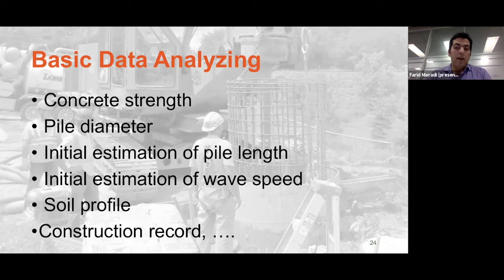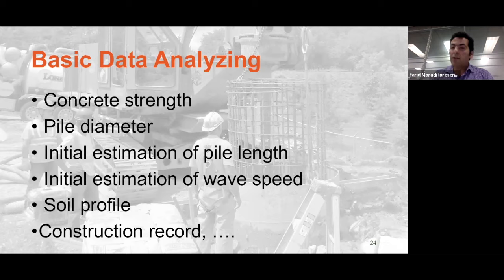But an initial estimation of your pile length is very helpful. For example, if you know whether you are working on piles on the order of 10 meters, 20 meters, or 30 meters, it helps, because sometimes in your pile graph you see a lot of minor peaks. If you have some idea of where the end of the pile toe should be, it helps you better understand the minor peaks between your pile toe and the impact.